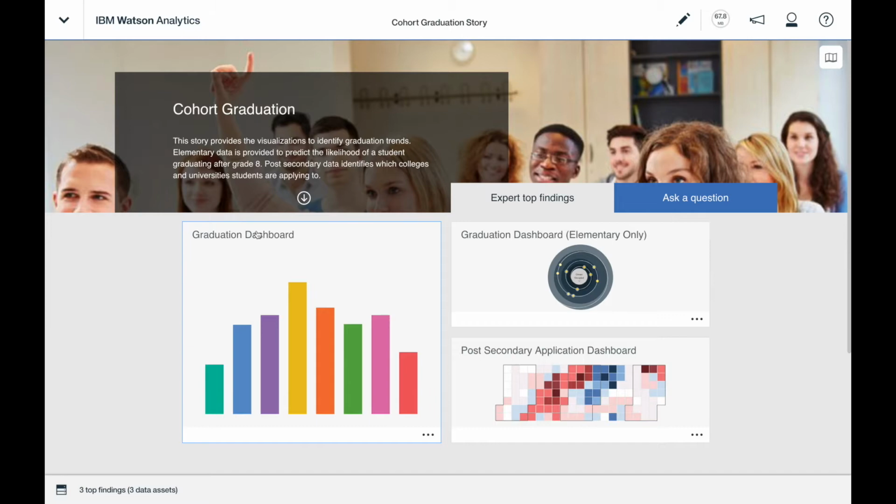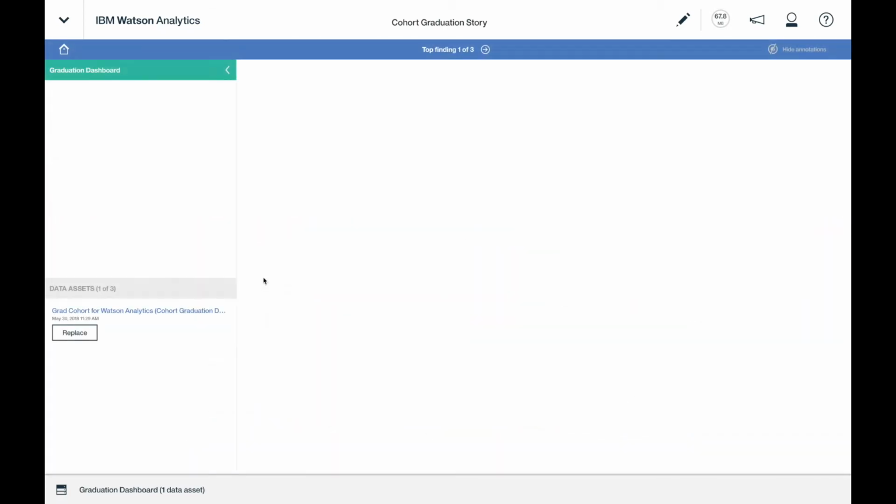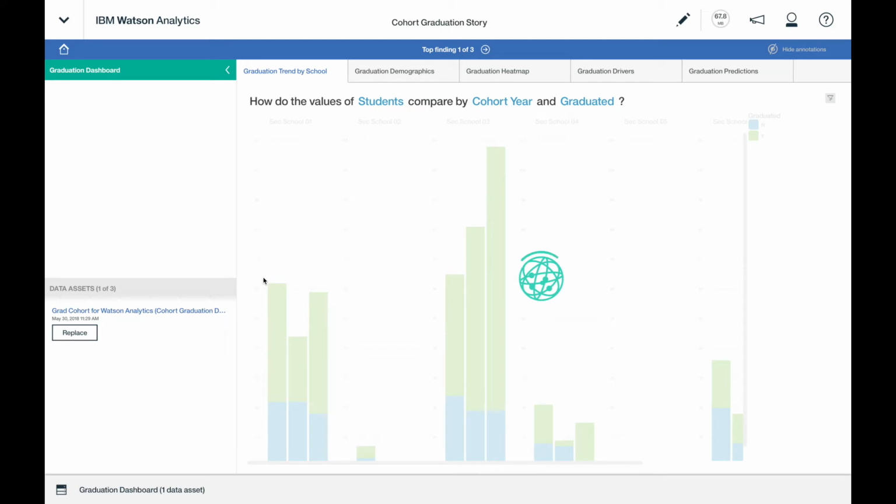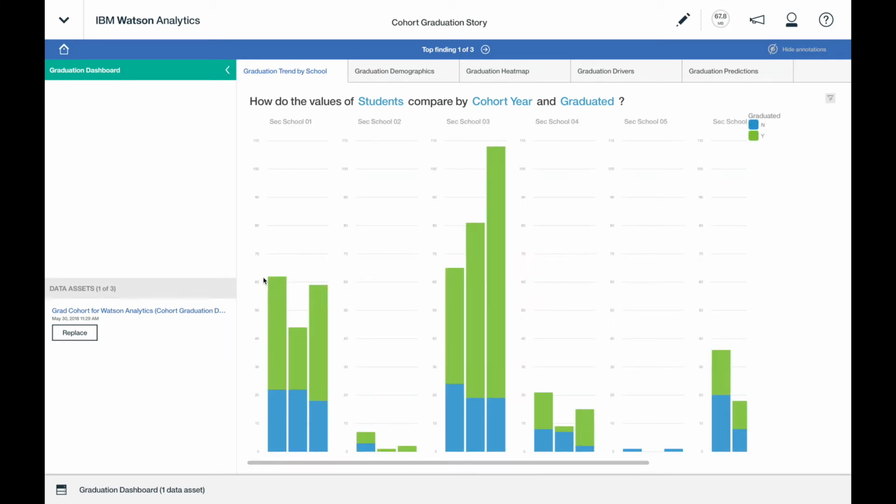Upon opening the storybook, I'm presented with the analytics that are available to me. Jumping into the graduation dashboard, I can see similar visualizations to what was built at the start of this demonstration. Instead of having to assemble these visualizations, the storybook makes it easy to click through the visualizations and see the story that the data is trying to tell.